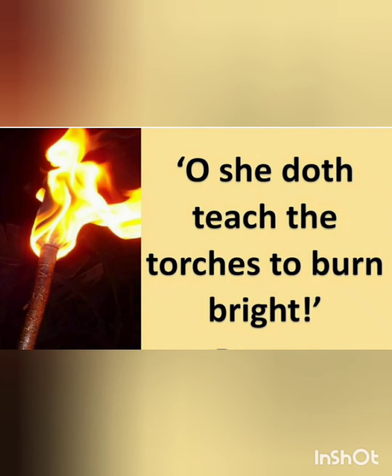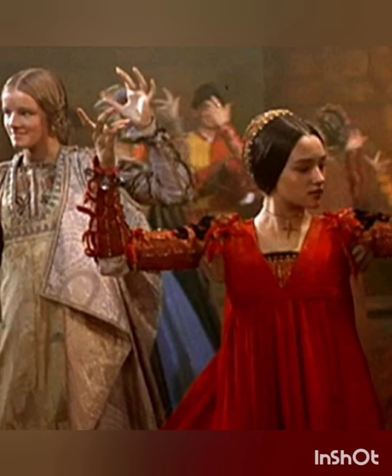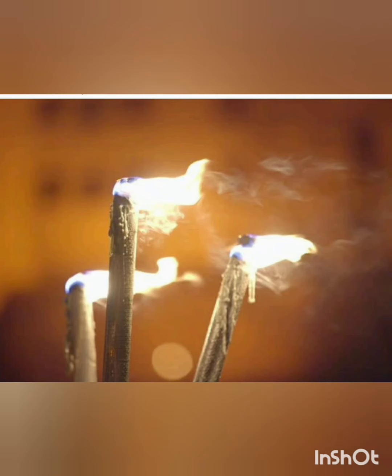Oh, she doth teach the torches to burn bright. To Romeo, Juliet looks brighter than the torches burning in the hall. The torches are personified here. He then uses two similes to compare her beauty.